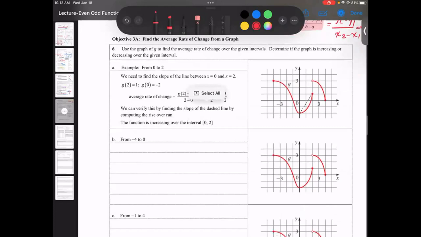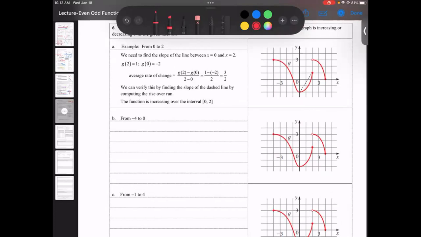So let's take a look at 6B. I want to calculate the average rate of change from negative 4 to 0. So negative 4 is your x2 and 0 is your x1. I need y2 and y1, right? So what's y2? You plug negative 4 into the function, right? 3. Everybody see that? f of negative 4 is 3.